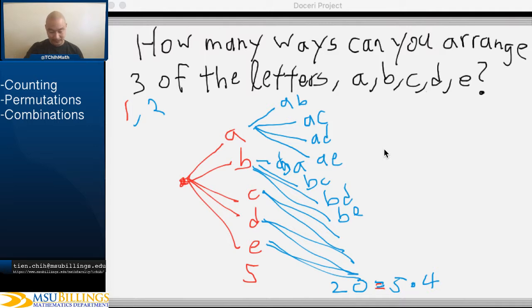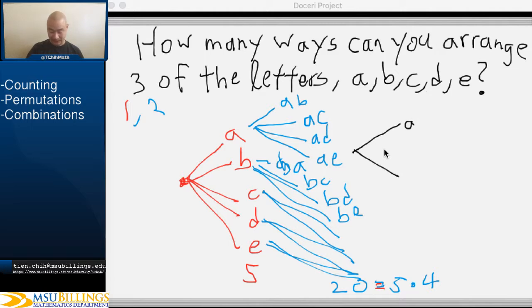All right. So now we can go to 3 letters. So let's pick one of these branches here, AE. How many 3-letter arrangements are there that start with AE, say?